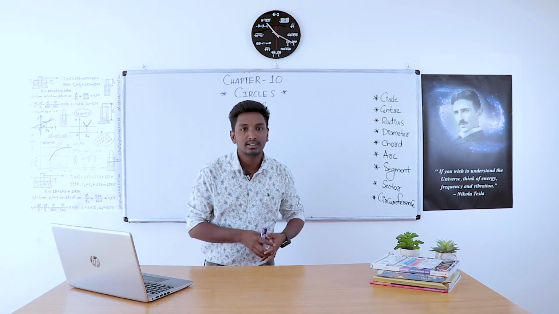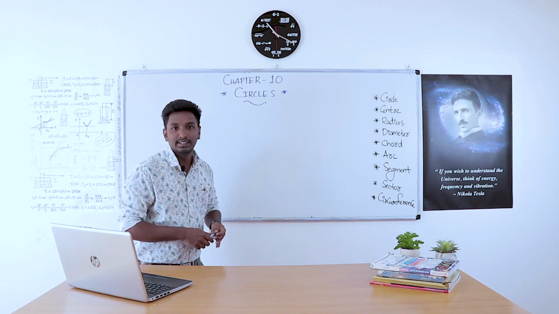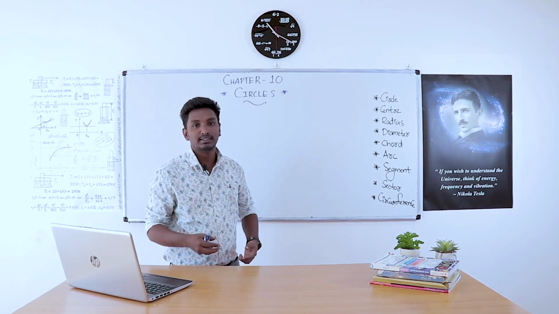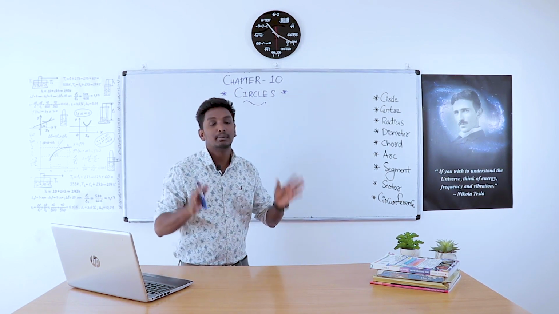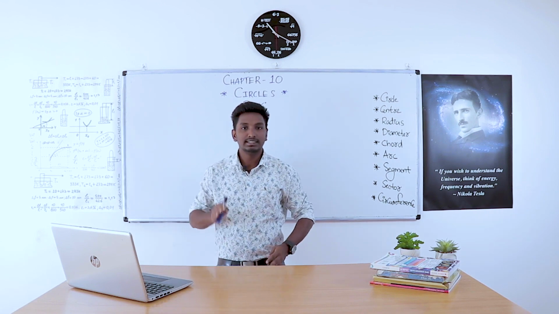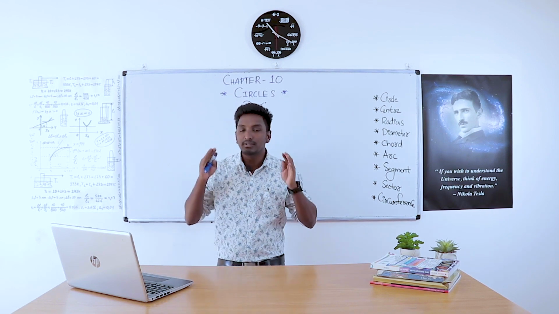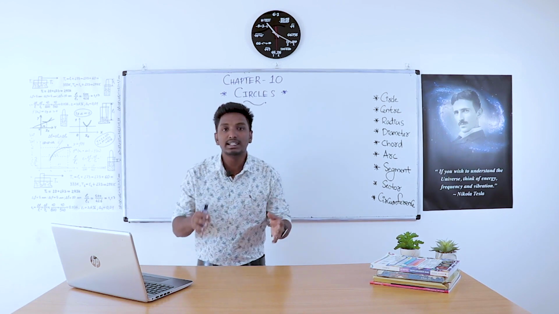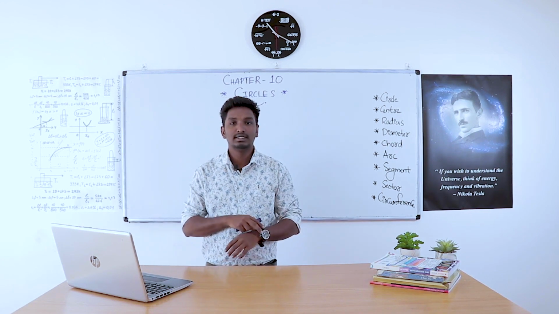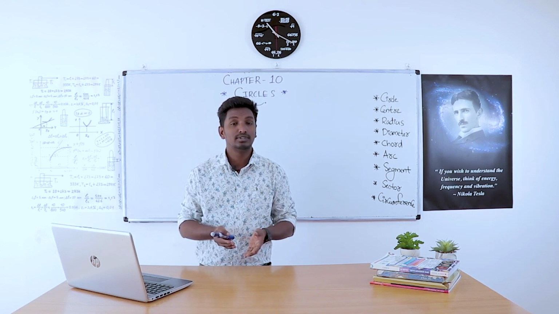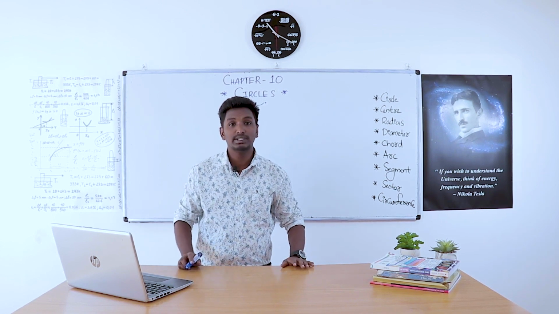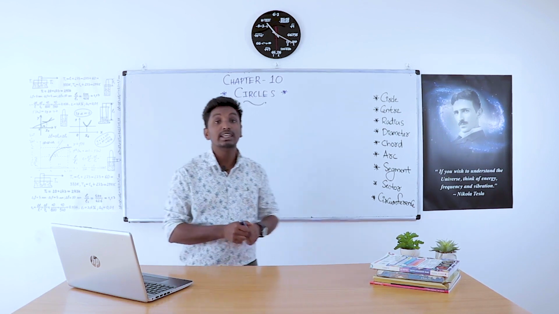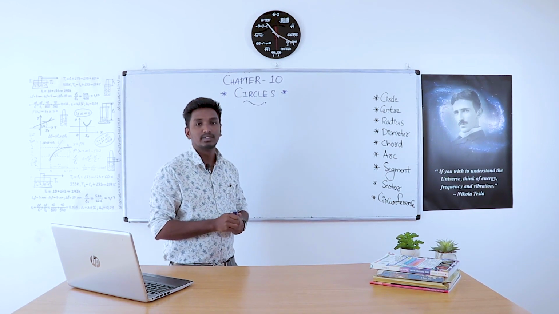Clear? So as a basic thing, we have to explain what a circle is. Basically, what is a circle? Just think in your mind, what do you mean by a circle? A circle can be called a collection of infinite number of points.